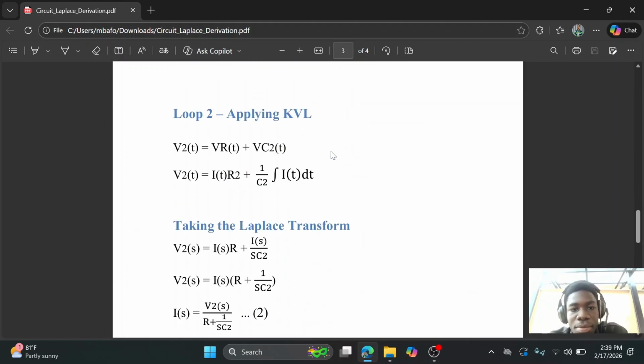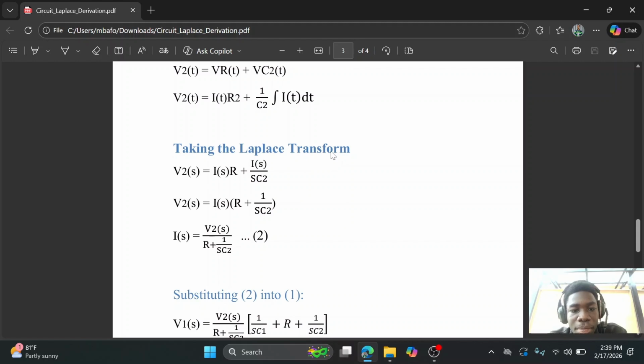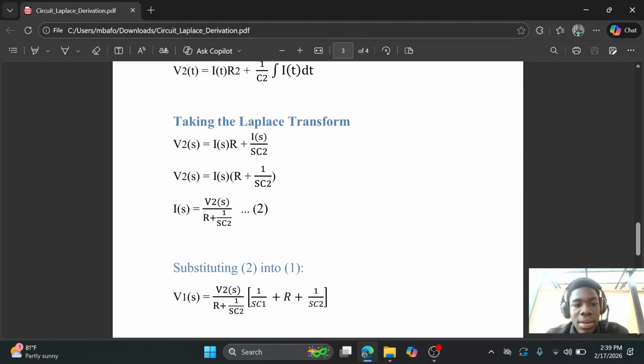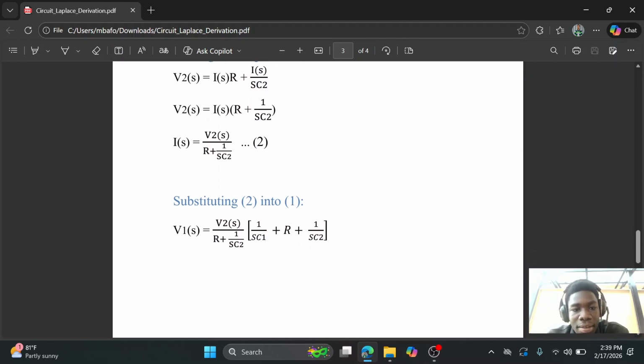And so applying the Laplace transform like we did in the previous one would also give us I of S R plus I of S over SC2. And this time we are not making V2 of S the subject. We made I of S the subject in order to put it in the first equation to find the values. So the I of S would be equal to V2 of S over R plus 1 over SC2.